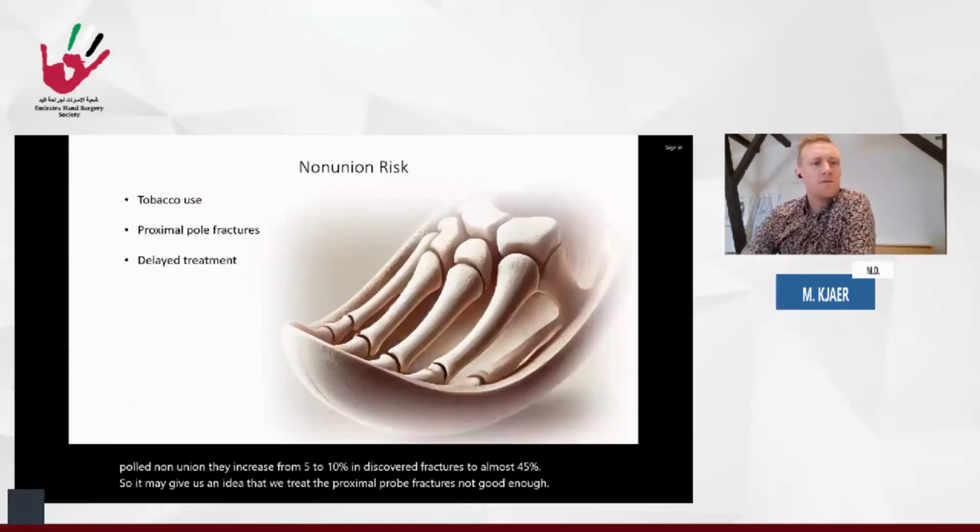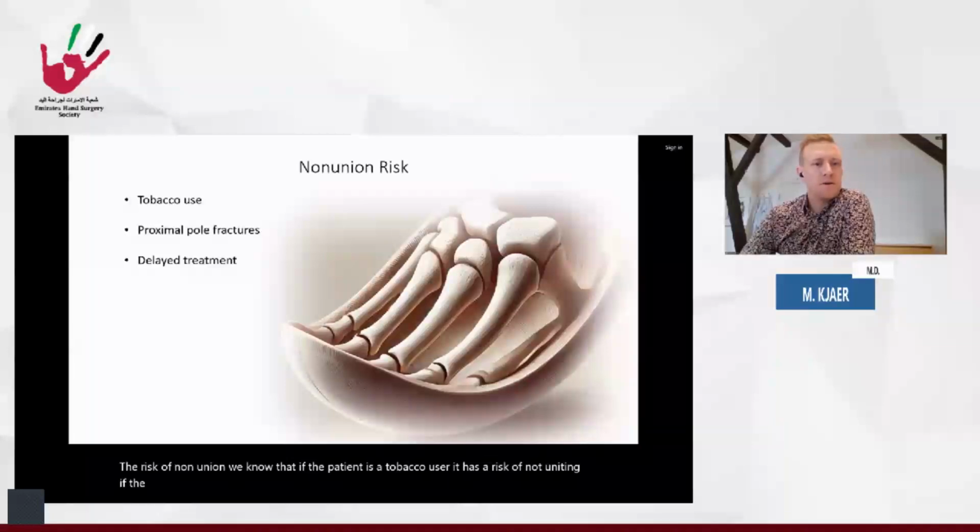The risk of non-union: we know that if the patient is a tobacco user, it has a risk of not uniting. If the proximal pole is involved, you have an increased risk of non-union, and if the treatment delay is higher, you have a risk of non-union, and then displacement as well.